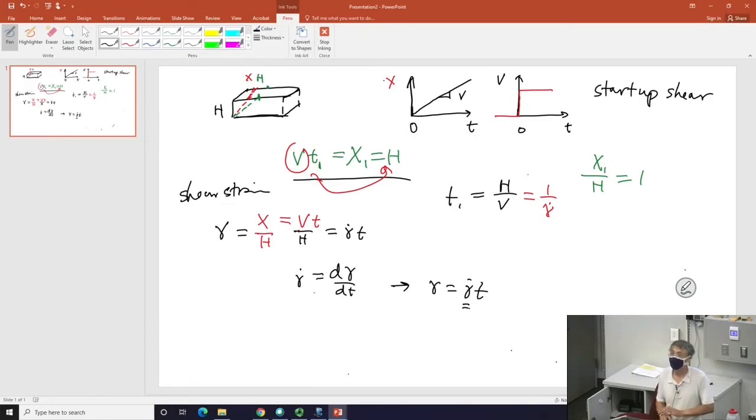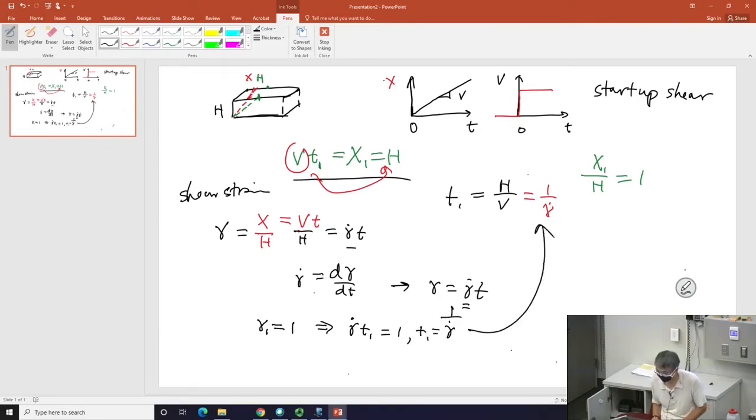So there are a million ways to do it. They're all the same things, completely trivial. And of course you can ask yourself, gee, what time it takes for me to achieve a strength of 100%. That's gamma equals 1. And that's the same as looking at the formula here. That's gamma dot T equals 1. And that's T1 is 1 over gamma dot. And that's what I had. So it's just utterly trivial.